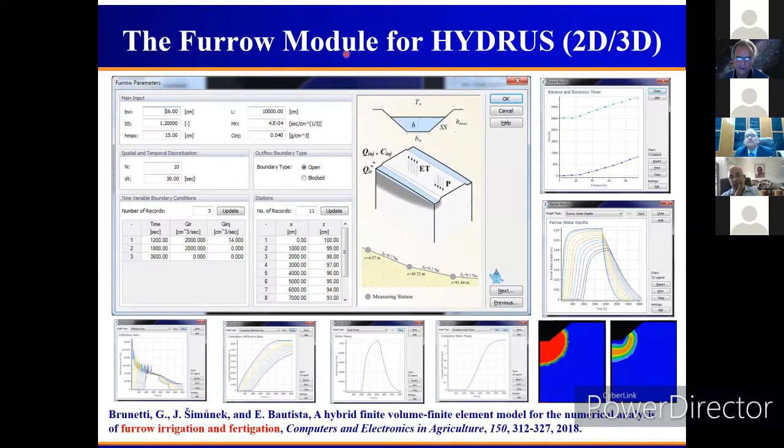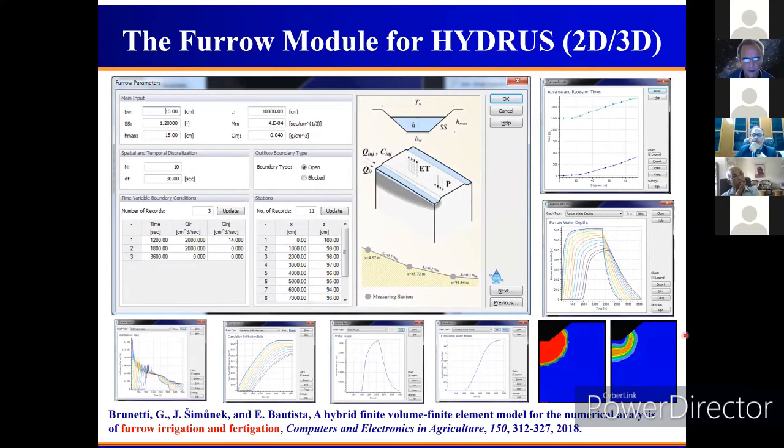This is how this looks like in the HYDRUS graphical user interface, where you describe the furrow properties, which I mean the slope, roughness for overland flow, etc. And then the program gives you various information about infiltration, the water fluxes through the furrow. You can have open end, ditched furrows, blocked furrows, etc. And you get distribution of water and chemicals in the soil.